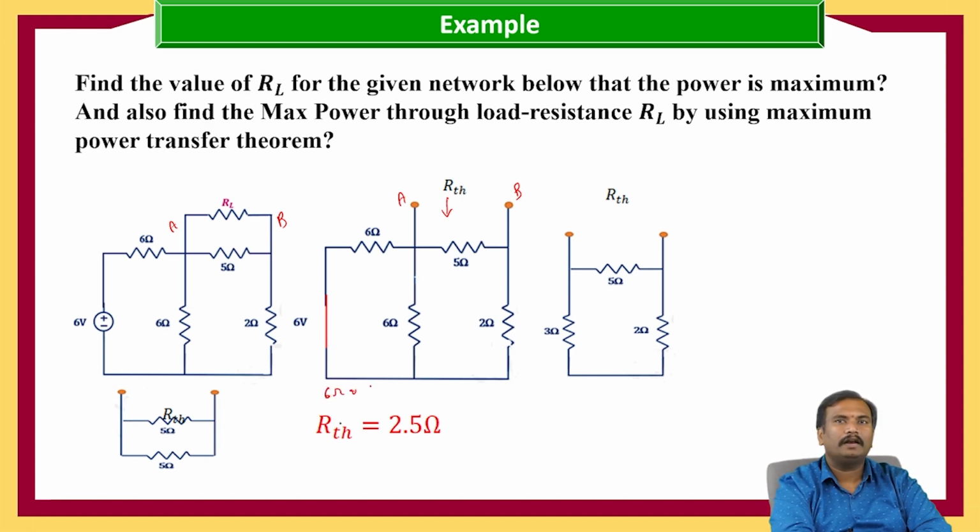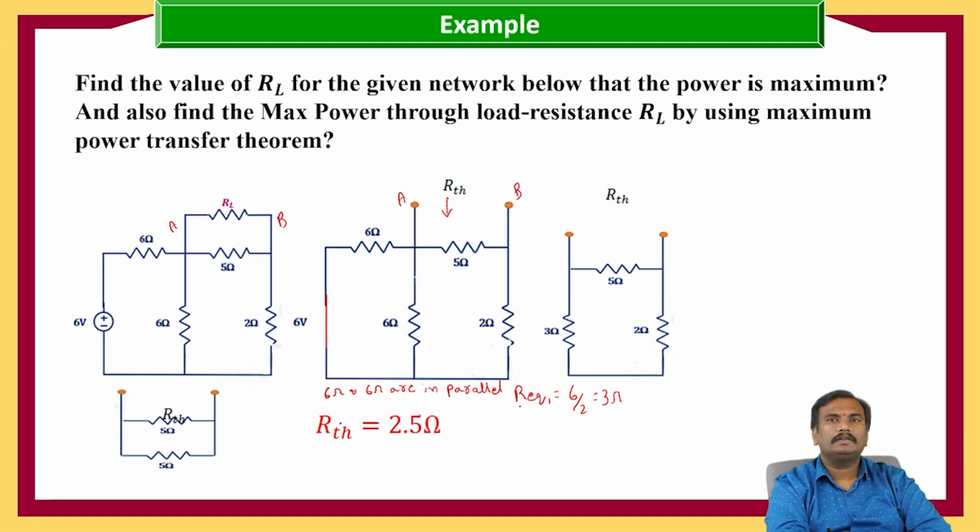6 ohms and 6 ohms are in parallel. When equal resistances are connected in parallel, R equivalent 1 is equal to whatever the resistance is divided by 2, that is 3 ohms. So now we got R equivalent 1 as 3 ohms. Now we replace the two parallel-connected resistors with this R equivalent 1. This is the 3 ohm resistance, and 5 ohms and 2 ohms.